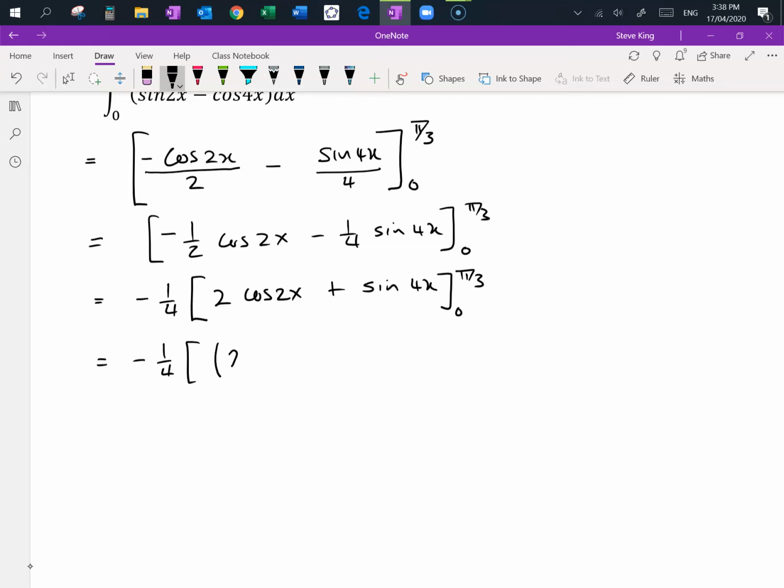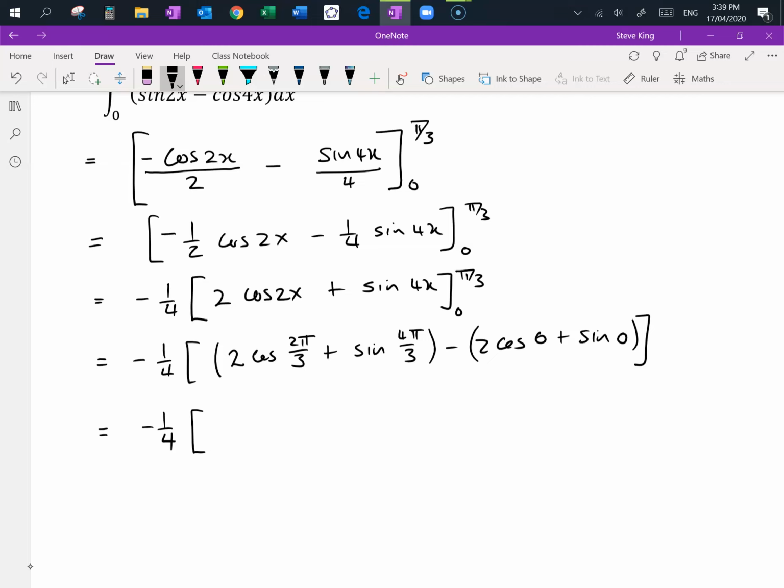What am I going to have? Well, first of all, I'm going to have 2 cos of 2 pi over 3 plus the sine of 4 pi over 3. And from that, I've got to take away 2 cos of 0 plus the sine of 0. And I need to include those last two because the cos of 0 is 1. I mustn't forget that. Okay, carrying on here, I've got minus a quarter.